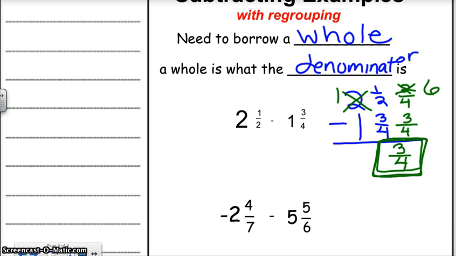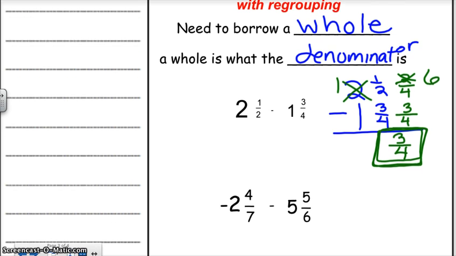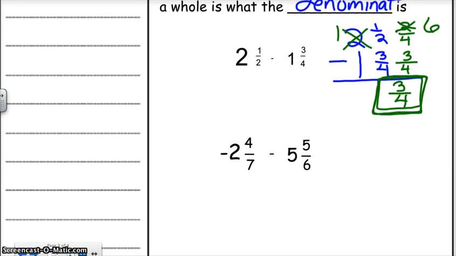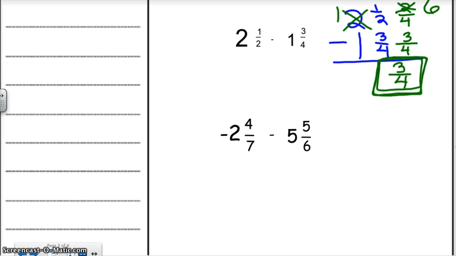Sure is. That's math for you. Okay, now negatives. Now we're bumping up our game here with the negatives. I'm going to just rewrite it vertically.